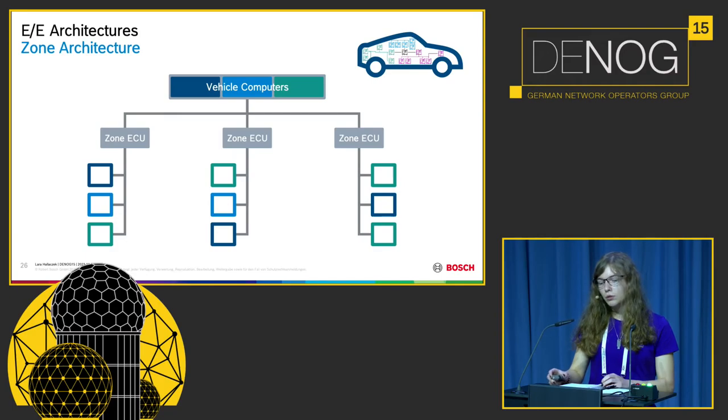So you have zone ECUs, where you can pull together some functions. And now you usually have vehicle computers, which are much bigger than gateways. They still have the routing and switching functions, but they offer a lot more functions. And you can collect especially functions with a lot of performance requirements there.